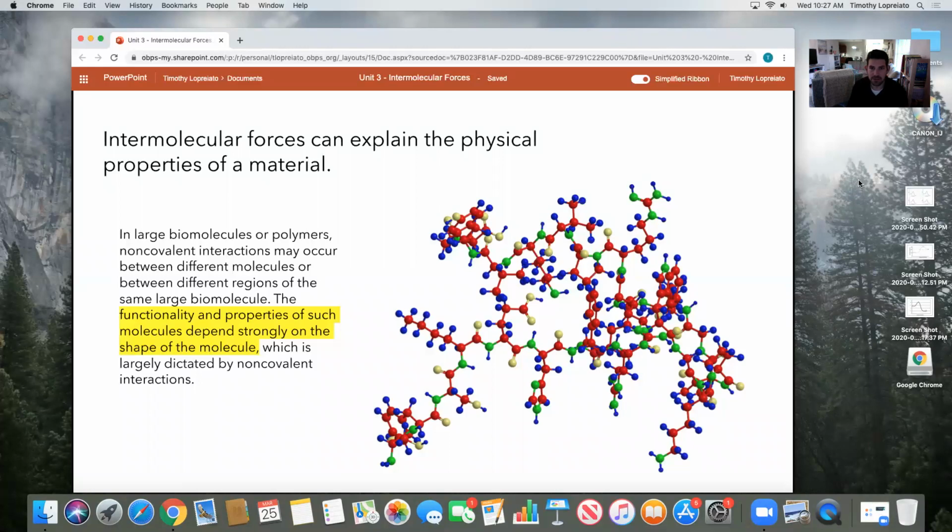So just a couple of things to keep in mind as we analyze these different solids and different states of matter, thinking about their intermolecular forces.